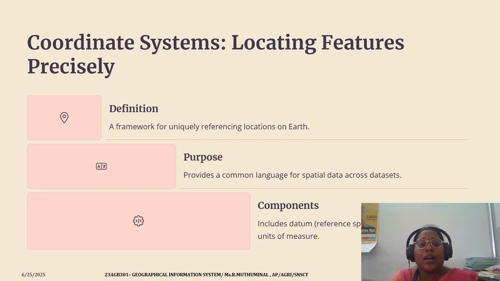So there are main things that we have to consider for locating features very precisely. For unique reference locations on Earth, we have to identify a coordinate system for the purpose of providing us a common language for spatial data across the data sets. It includes the datum, the prime meridian, and also the units of measure. So this is what we have to be well aware of when locating these kinds of features.